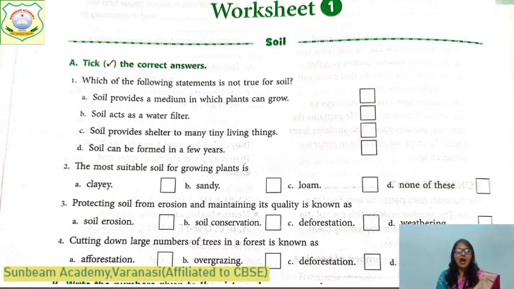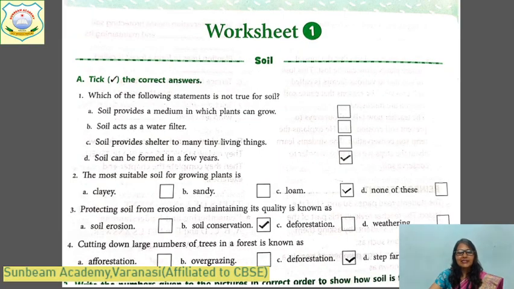Cutting down of large number of trees in a forest is known as deforestation. Cutting down को क्या कहते हैं? Deforestation. It is the opposite of the afforestation. Now I am giving this answers. Here you can see the answer.